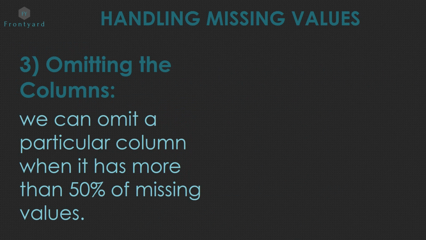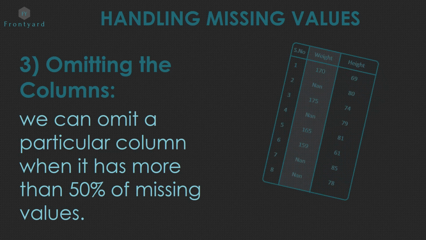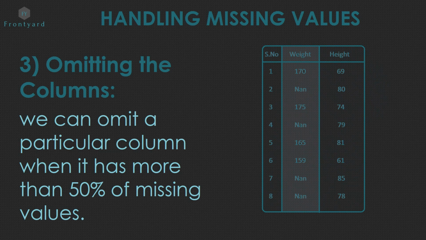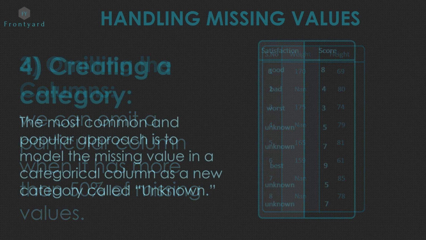Third, omitting the columns. We can omit a particular column when it has more than 50% of missing values. Here you can see the weight column has more than 50% of missing values. So you can omit this column.